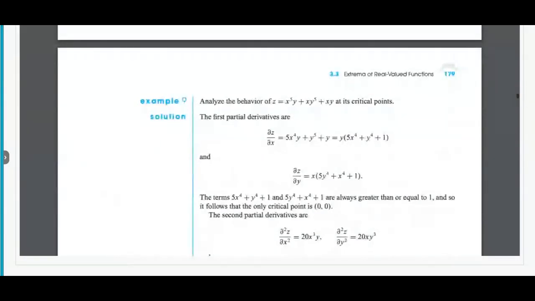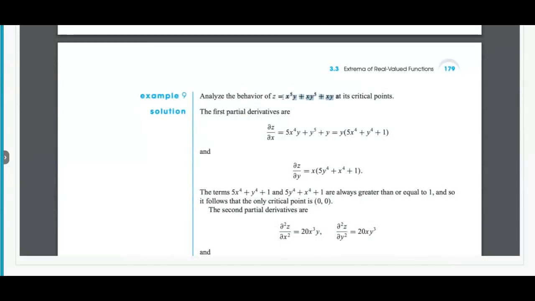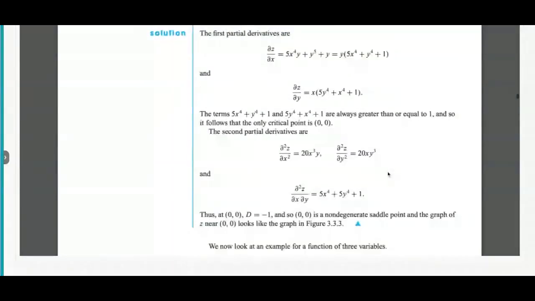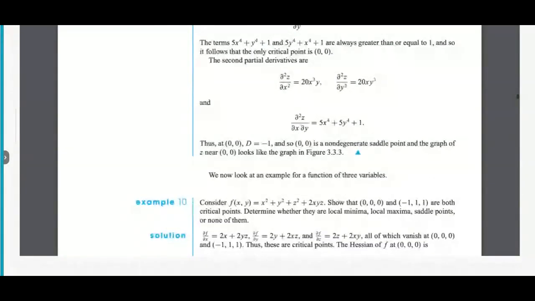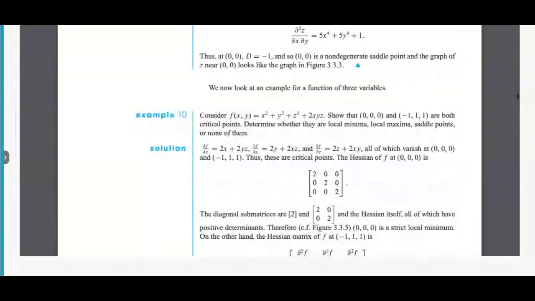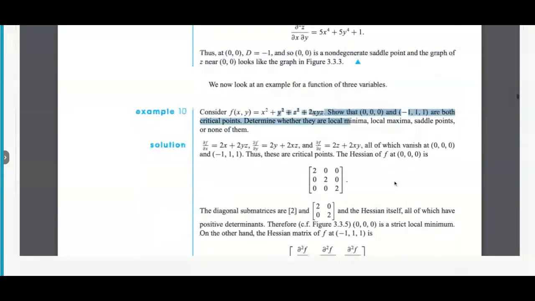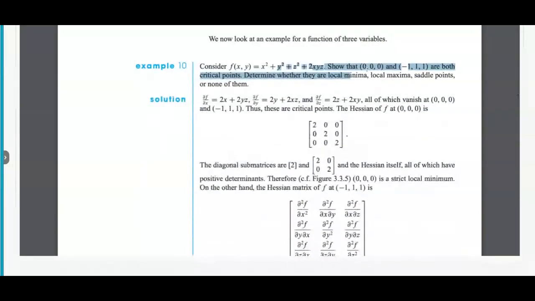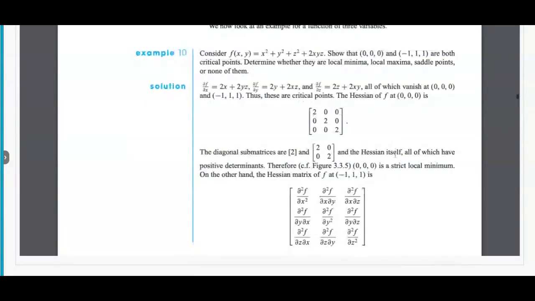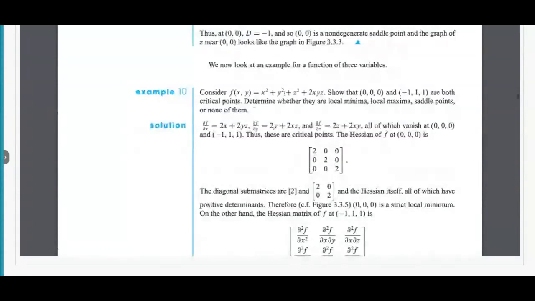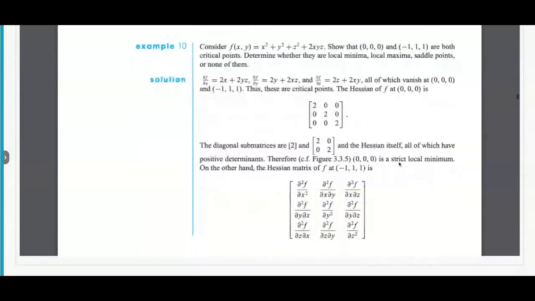Okay. And this is another example. Please go through it yourself. Then one more example. Here we have to show two points are critical points. I already told you the two points are critical points. The calculation is a little bit more, so you have to solve a system of two equations to find the x, y value.